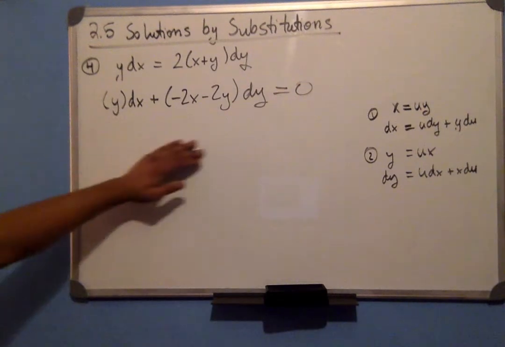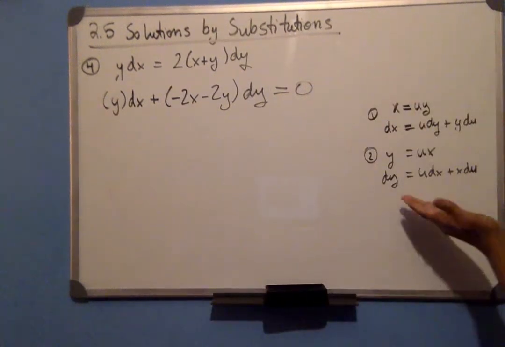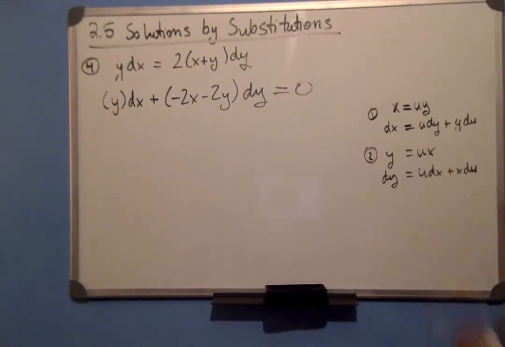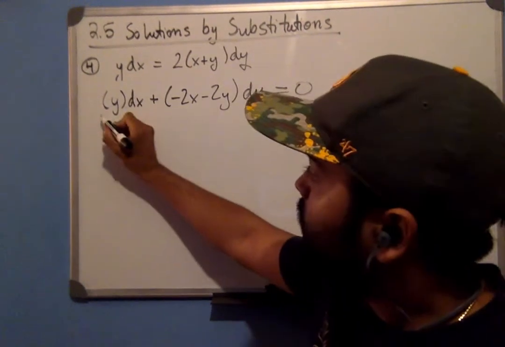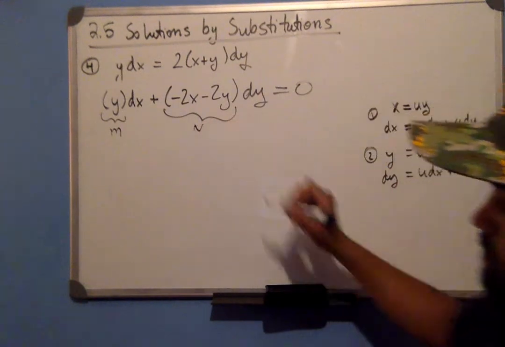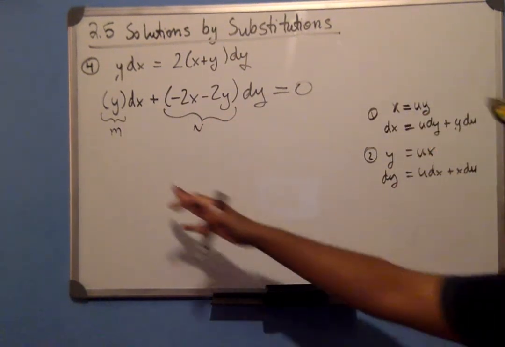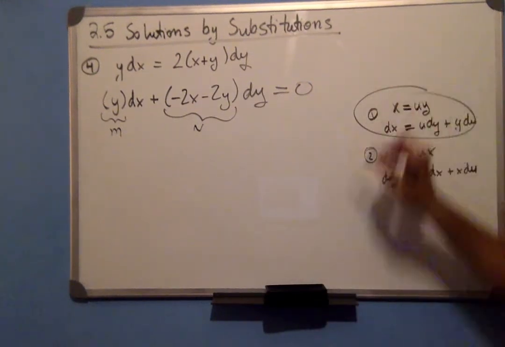So from here, what I want to do is pick some sort of substitution method. So either I'm going to use x is equal to uy or y is equal to ux. The way you choose it is you pick the term that seems simpler to you. And in this case, we know that over here we can call this m, and we can call this thing here n. And therefore, since we realize that m is a lot simpler than our n side, we're going to use this following substitution right here.